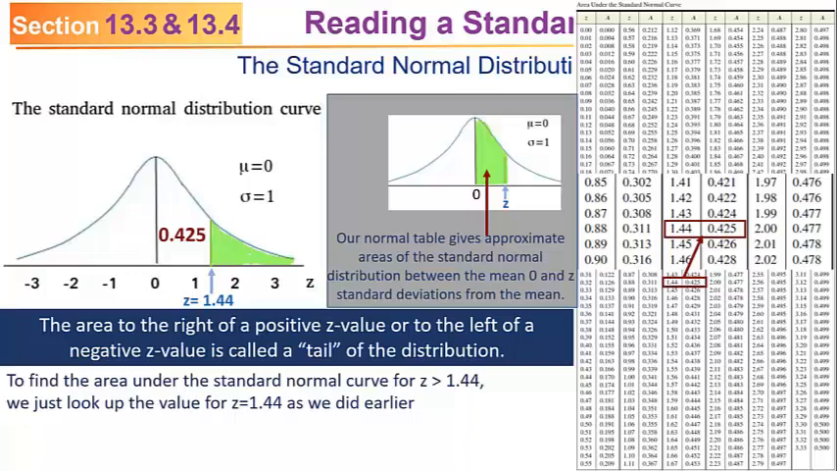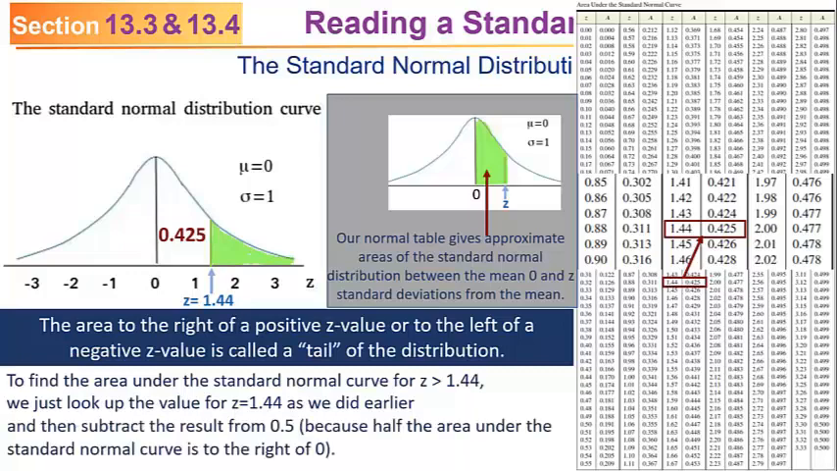We learned that the graph is symmetric, so half the area is to the right of 0. So all you need to do is take that 0.425, subtract it from 1/2, and whatever's left is the area to the right. Easy enough. The area is 1/2 from 0 all the way to the right. You accounted for 0.425 of it between 0 and z, so the rest of it, which you get by subtraction, is the area that you're looking for.